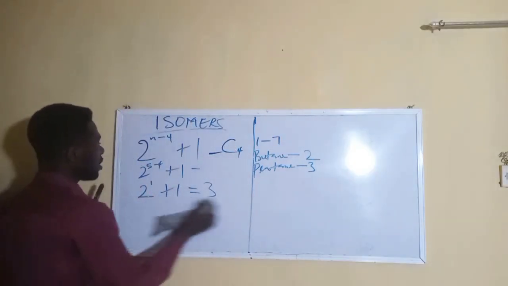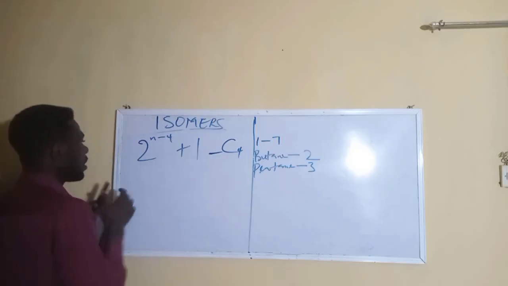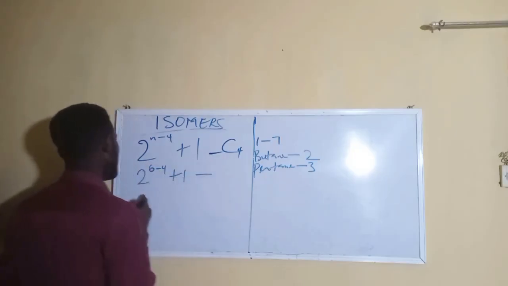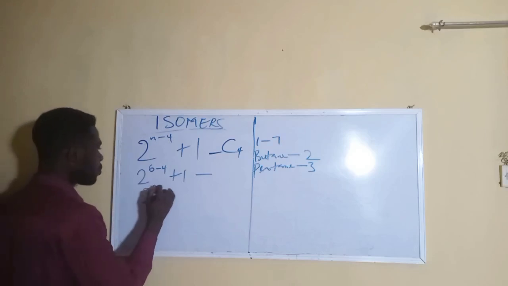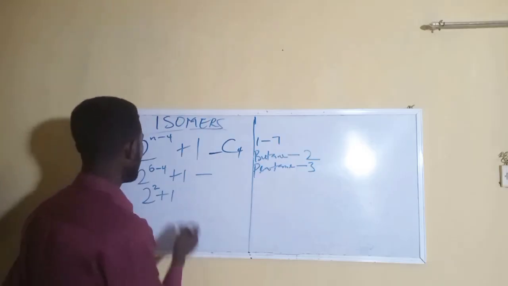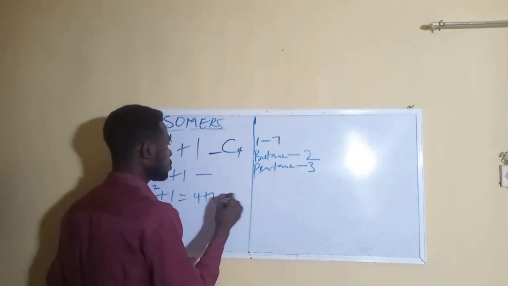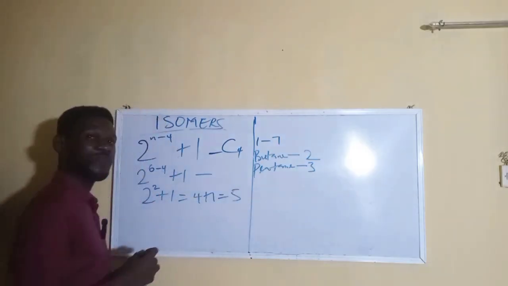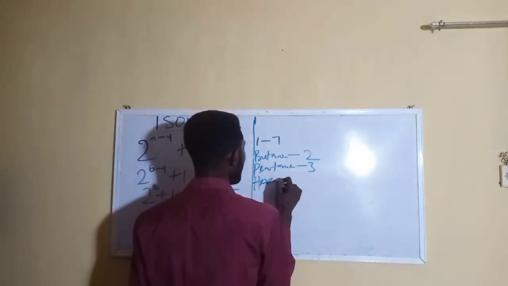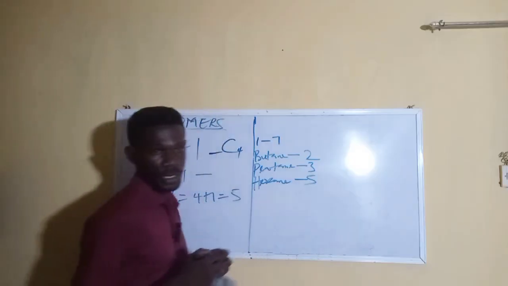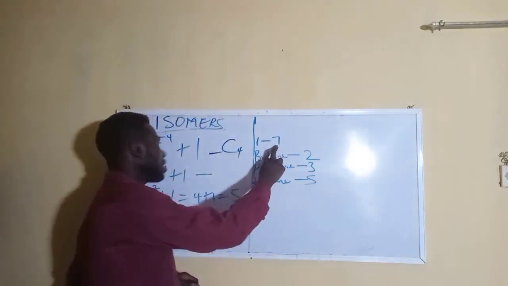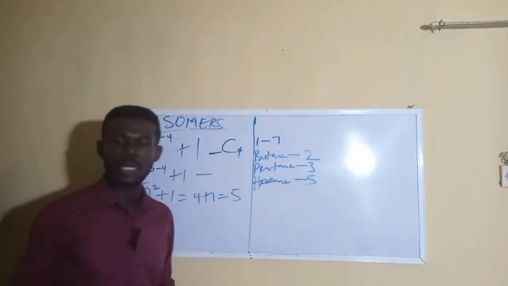If you move forward to hexane, you have 2 raised to power (6 minus 4) plus 1, which is 2 raised to power 2 plus 1. 2 raised to power 2 is 4, so you have 4 plus 1. The answer is 5. So hexane has 5 isomers. As I said, you can just keep going, inserting the numbers and getting your answer.